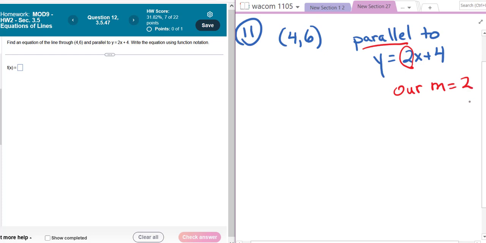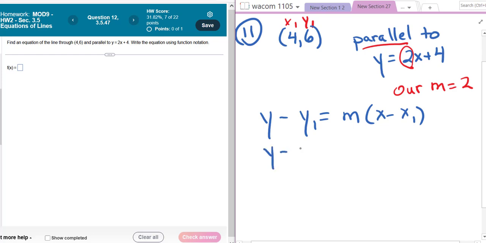So we have a point and we have a slope. We're good. So we had to remember some extra information, though, about parallel and perpendicular. So we still go to the point slope form. Y minus y1 equals m times x minus x1. Plug in. So we have y minus 6 equals 2 times x minus 4.